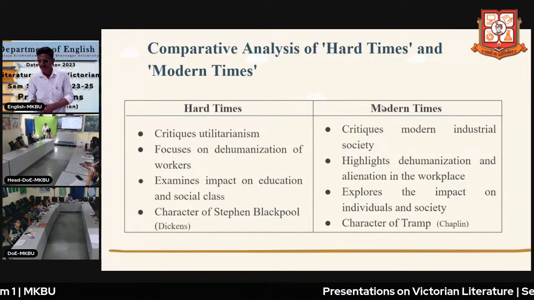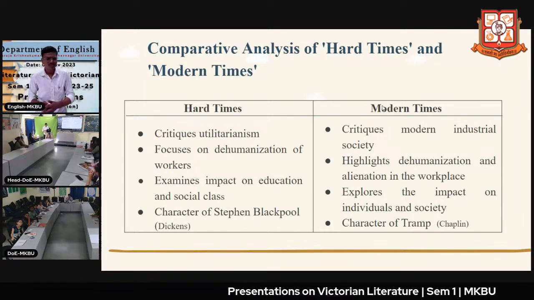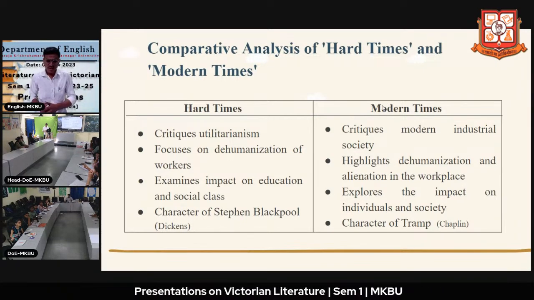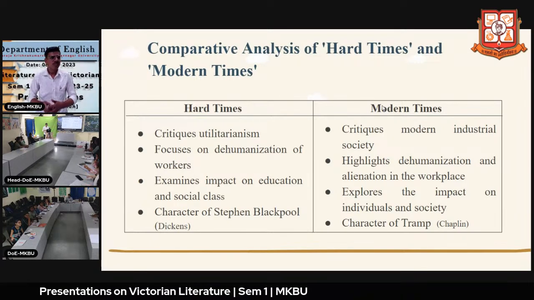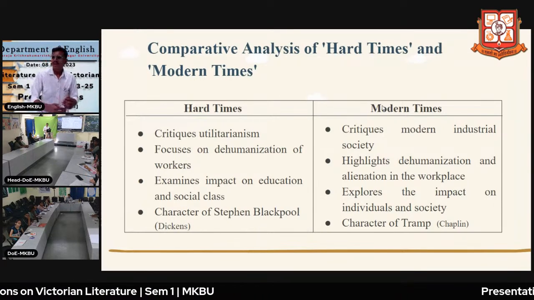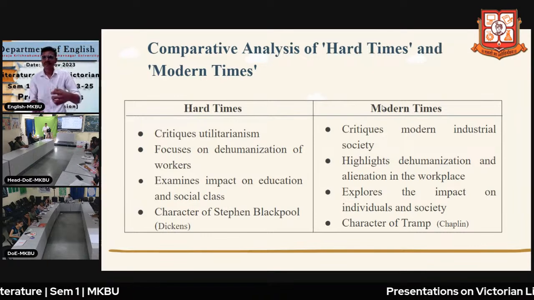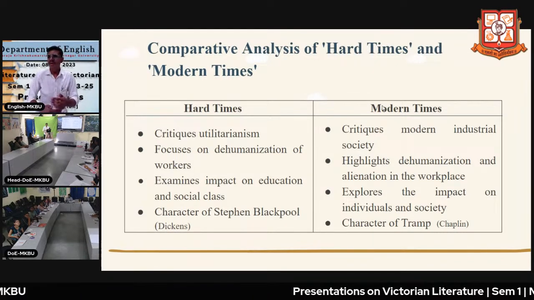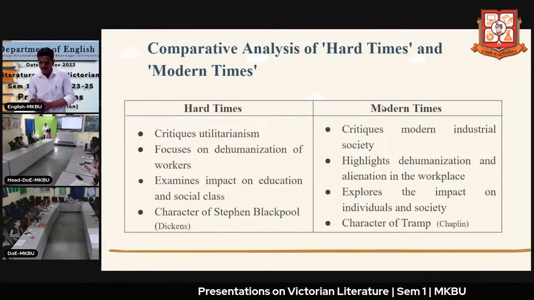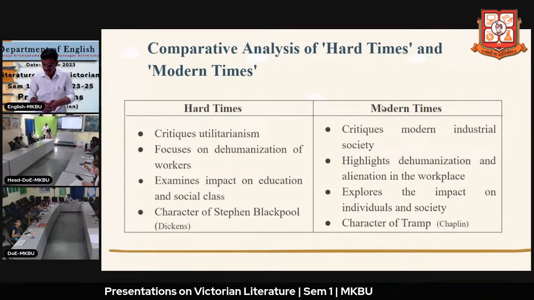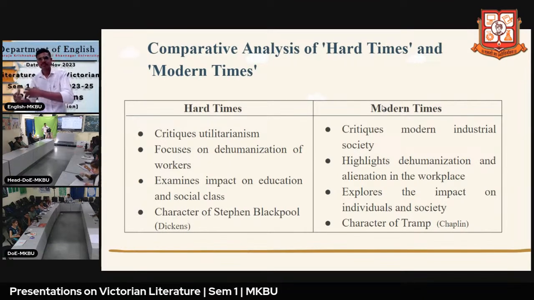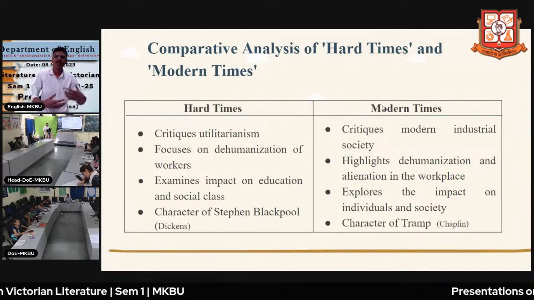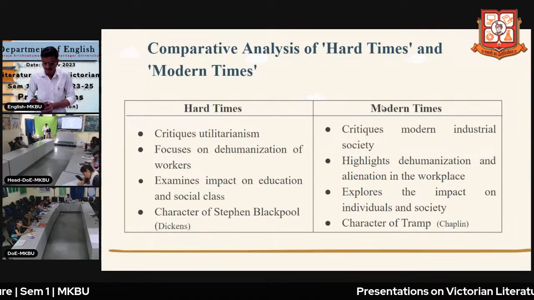In Modern Times, we find a critique of modern industrial society, as we see in the pictures. It focuses on the dehumanization of the workers, how they are dehumanized, not understood as human beings, but working as machines. In the same way, Modern Times highlights dehumanization and alienation in the workspace, especially in factories, how they are exploited and how they have to work.